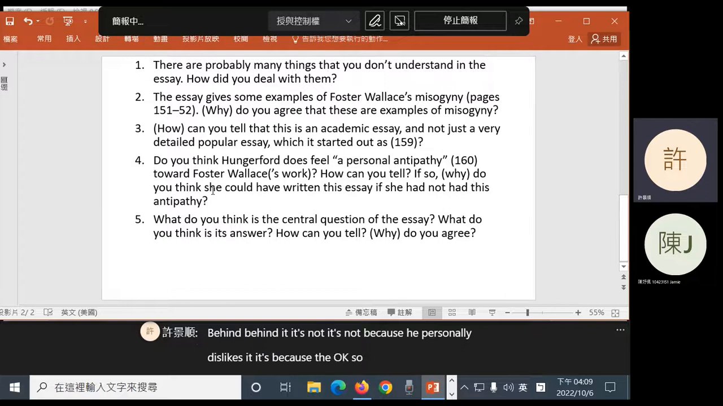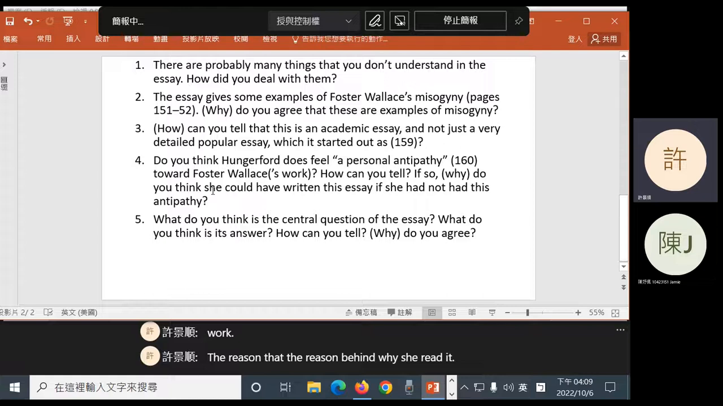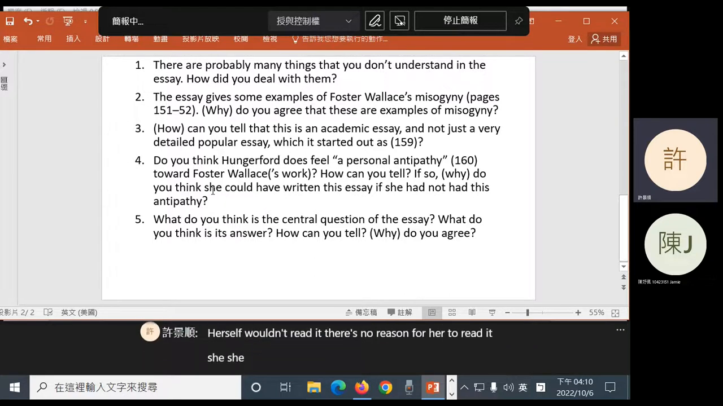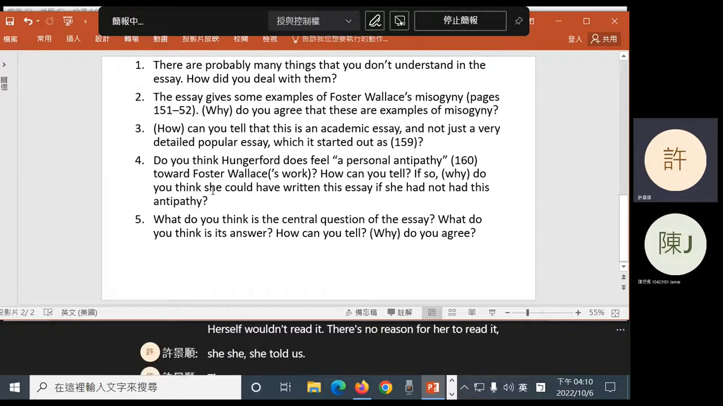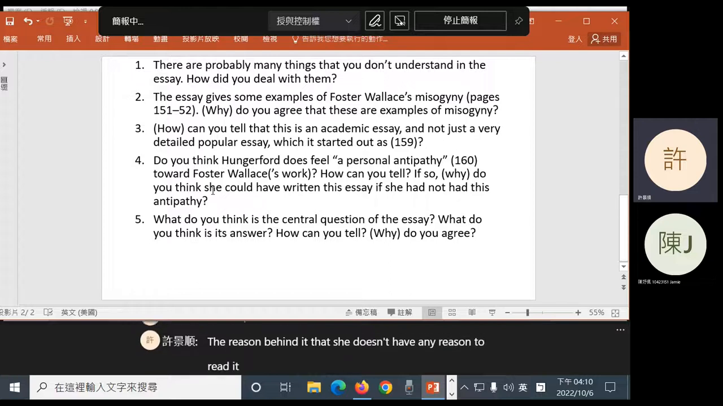Okay, so the first part of this question, you think that she does not have a personal antipathy because when she has a good reason, she will read him. And the good reason that she offers is if her student is studying him and she needs to help guide her student, she would therefore read DFW's work. That's the reason behind why she read it. If her student doesn't need to read it, she herself wouldn't read it. There's no reason for her to read it. She told us the reason behind it, that she doesn't have any reason to read it. The only reason is because of her students.